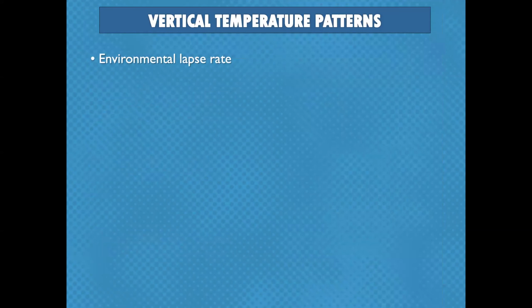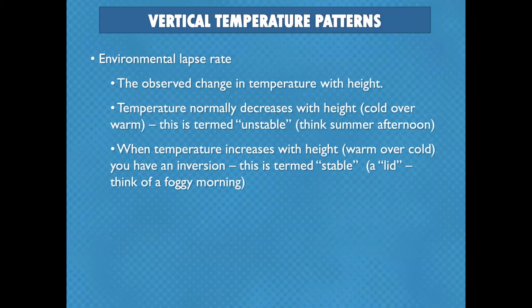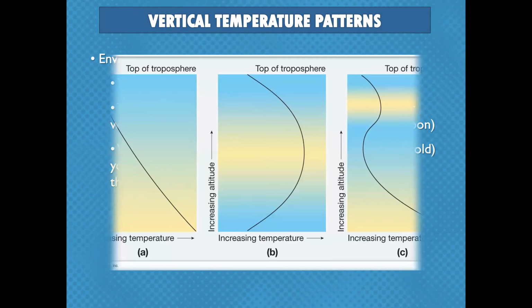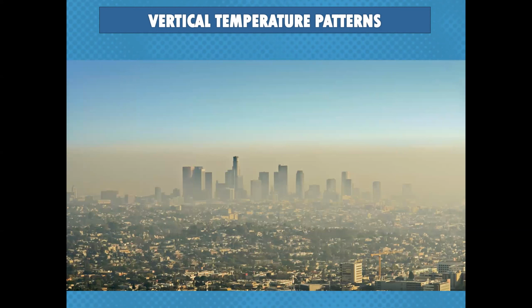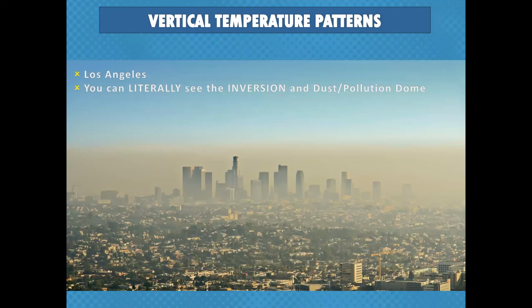We'll talk about vertical temperature patterns. So the idea of an environmental temperature lapse rate, which is how temperature changes with height. Normally, temperature will decrease with height, but sometimes temperature will increase with height. And when that happens, you get things like this, dust and pollution. So this happens to be Los Angeles, and you can literally see the inversion top. There it is. It's like a lid.